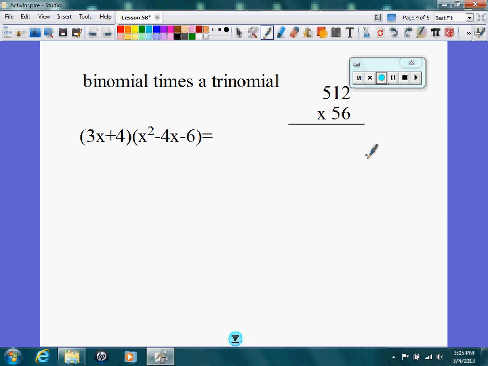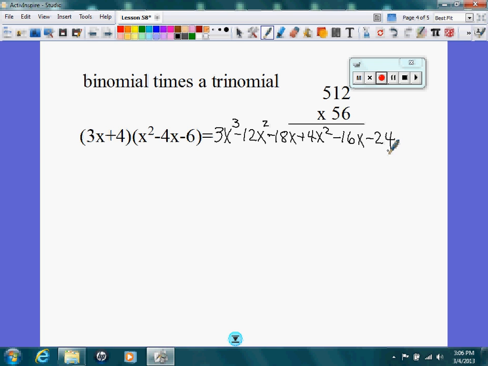Okay, so let's do this in a horizontal format. So let's multiply 3x times x squared. We would get 3x cubed. Let's multiply 3x times minus 4x. That's minus 12x squared. Whoops, I was about to forget that. x times x is x squared. And then 3x times minus 6 is minus 18x. And then we multiply 4 times x squared, plus 4x squared. 4 times minus 4x, minus 16x. And then 4 times minus 6 is minus 24.